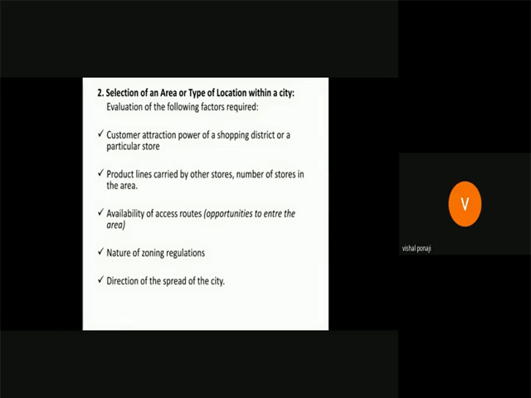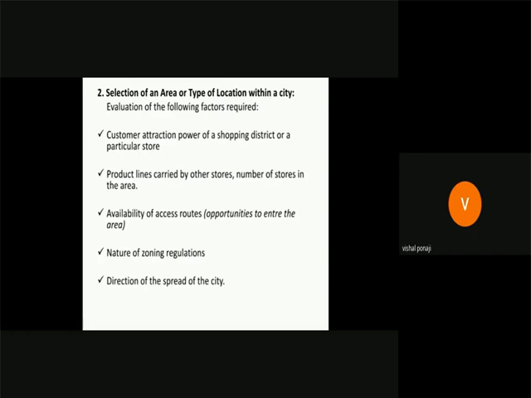The nature of zoning regulations, maybe the regulation or legal requirements to start a business in that particular area, whether that is also supporting the culture of the organization or not. The culture of the retail organization has to be also considered. Then we also say direction of the spread of the city. See how much area-wise that city is going to grow, which is that particular area where the city wants to grow. See to it that where there is more growth, in that area, if you get a location, you can cover the maximum area which is present now as well as the upcoming segments.